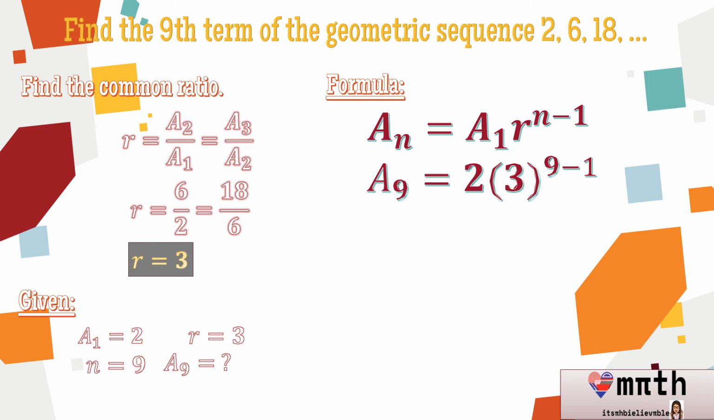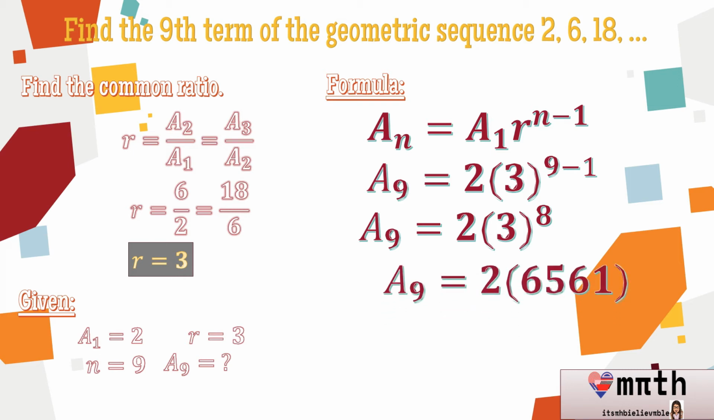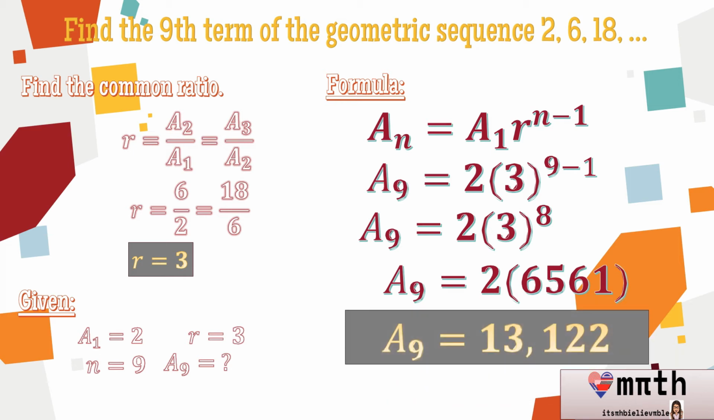From here, we can simplify the exponent, which is 9 minus 1. That would be equal to 8. Then, 3 raised to 8, that would be 6,561 multiplied by 2, that would be equal to 13,122. So, that is our a sub 9 or the 9th term.